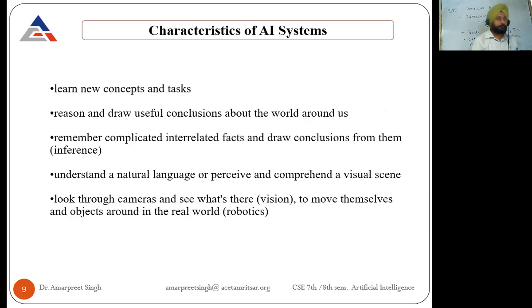Next, characteristics of an AI system. What are the characteristics of intelligence? The same are the characteristics of an AI system also, because we want to mimic the machine the same as the human. The characteristics of an AI system are: learn new concepts and tasks; reason, which means reason out and draw useful conclusions about the world or the environment around us; remember complicated interrelated facts and draw conclusions from them. It is known as inferencing. We have one chapter on inferencing also.